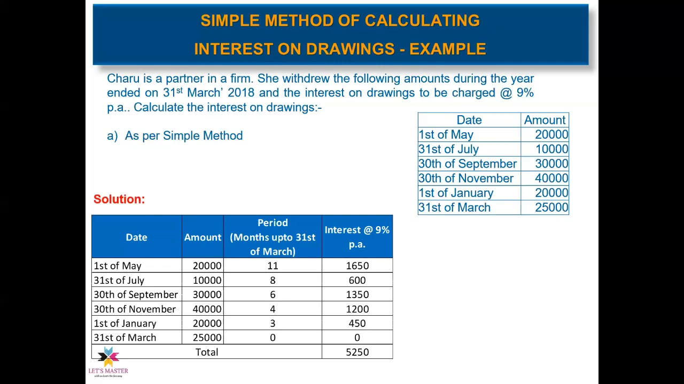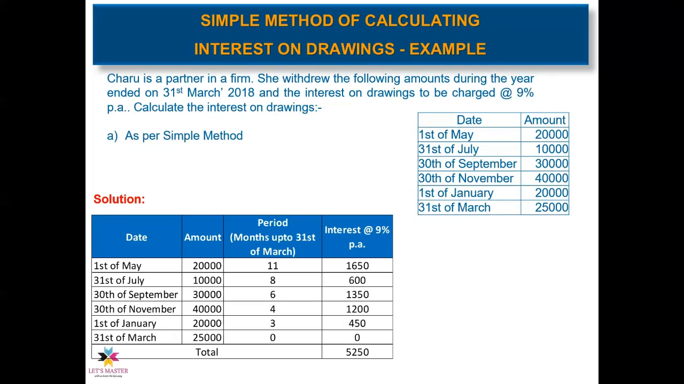We will use this table. The first amount of 20,000 was withdrawn on 1st of May. And as you know, the accounting period starts on 1st of April and ends on 31st of March of the following year.